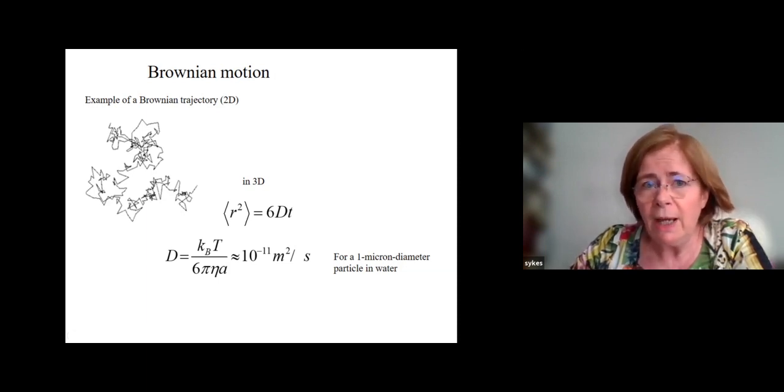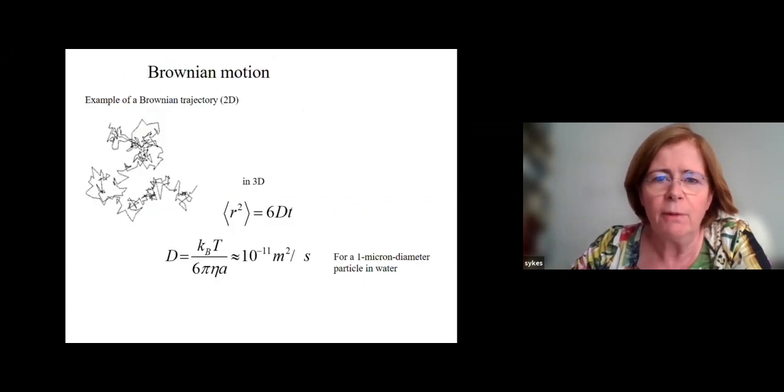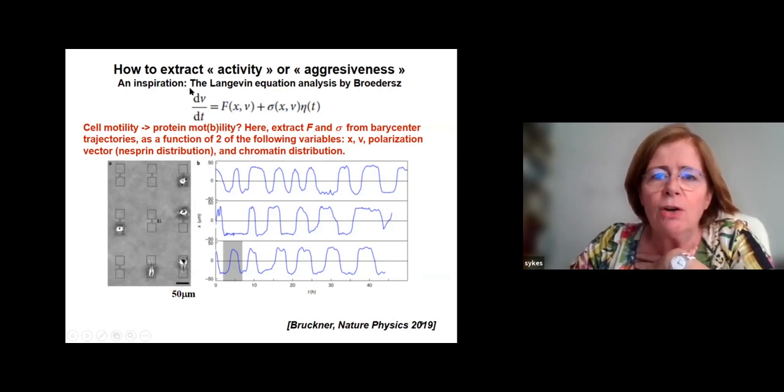So in fact, what we want to do now is go back to this and say, okay, I have seen some active and passive behaviors. How can I use this equation and extract some activity from my experiments? Here we took inspiration from the work of Chase Broaddus, who used a Langevin equation analysis on a slightly different system where he has cells. This is a purely planar system. It's a patterned surface.